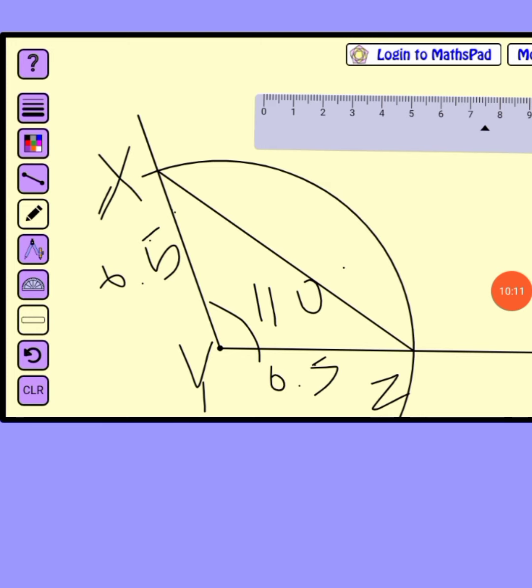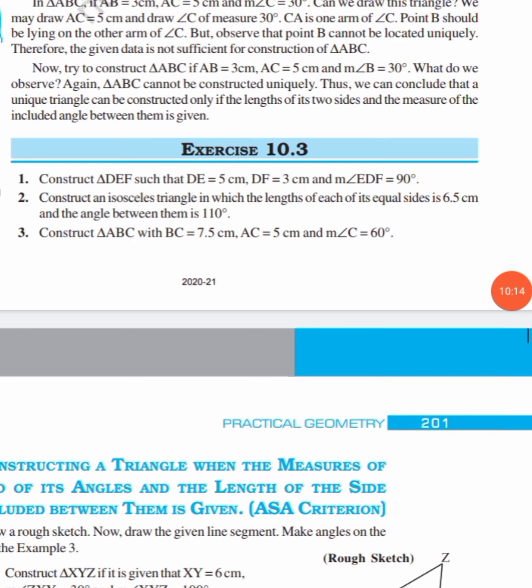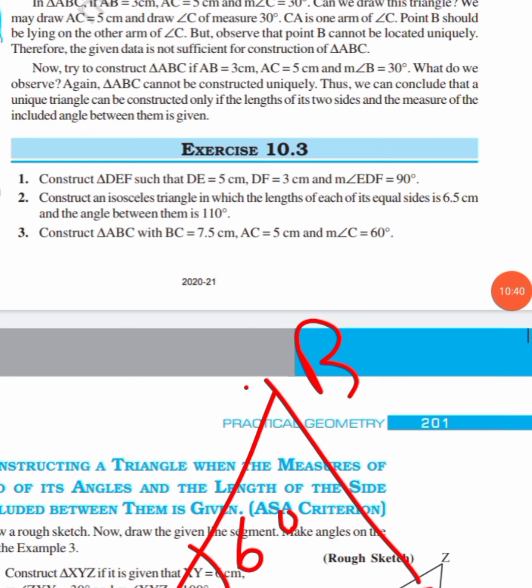Sure. Next question. The next question states, construct triangle ABC where BC is 7.5, AC is 5 and angle C is 60 degree. So here also it is construction of angle. Just to give it an overview, I have angle C. So angle C is 60 degree and BC is 7.5 and AC is 5. So this is what I will be drawing. So I'll draw it here.